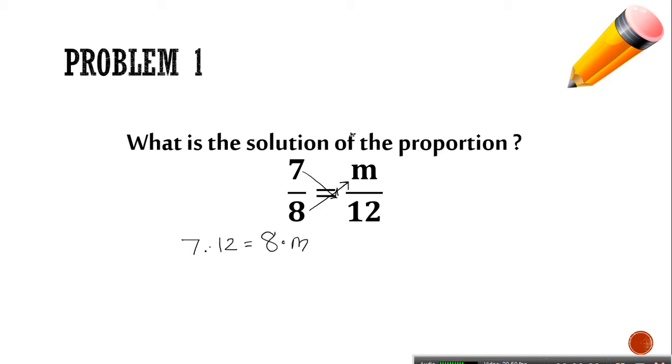Now, I need to find out what 7 times 12 is, which I found is 84. And 8 times m is just 8m. So I need to solve what m is. I'm going to divide by 8, and I get that m has to equal 10.5, excuse me. My pen is not cooperating. There, 10.5. I got that by dividing 84 by 8.